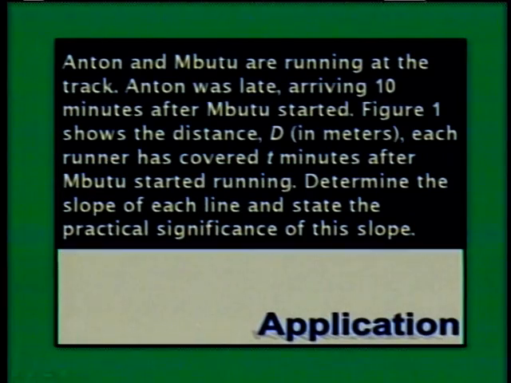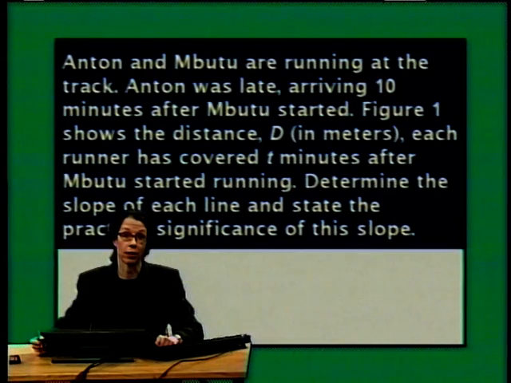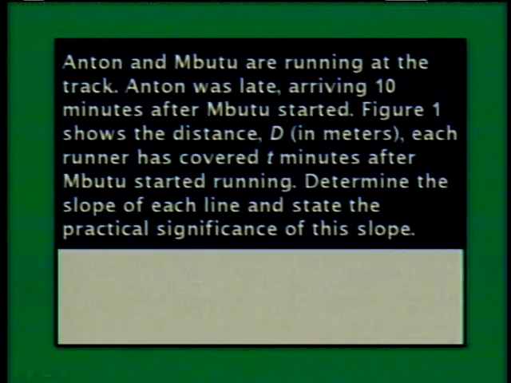Now let's look at slope determined from graphs. We've done this kind of problem before, but let's look at an application problem. Anton and Mobutu are running at the track. Anton was late, arriving 10 minutes after Mobutu started. Figure 1 shows the distance d measured in meters each runner has covered t minutes after Mobutu started running. We're measuring time since Mobutu started running because Mobutu showed up on time. We want to determine the slope of each line and state the practical significance of this slope.